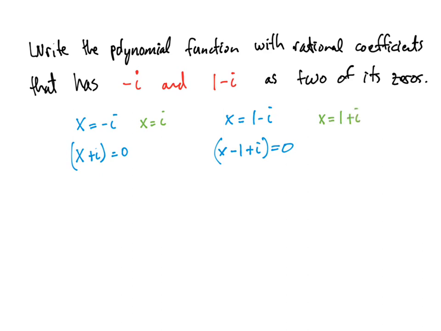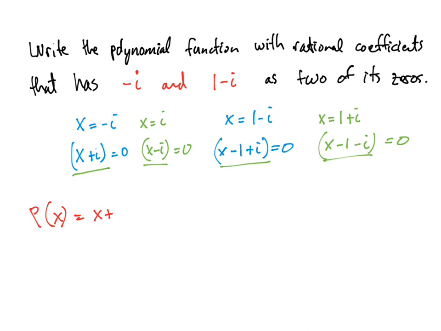So turning these into factors, I'm going to have x minus i is equal to 0, and then I'll have x minus 1 minus i is equal to 0. So this function is going to be fourth degree, and I have four factors that I'm going to multiply together in order to get this function. Now, when we do this, we want to multiply the two conjugates together first, but let's just write out where we're at. So this function, p of x, is going to be equal to x plus i, x minus i, x minus 1 plus i, x minus 1 minus i.